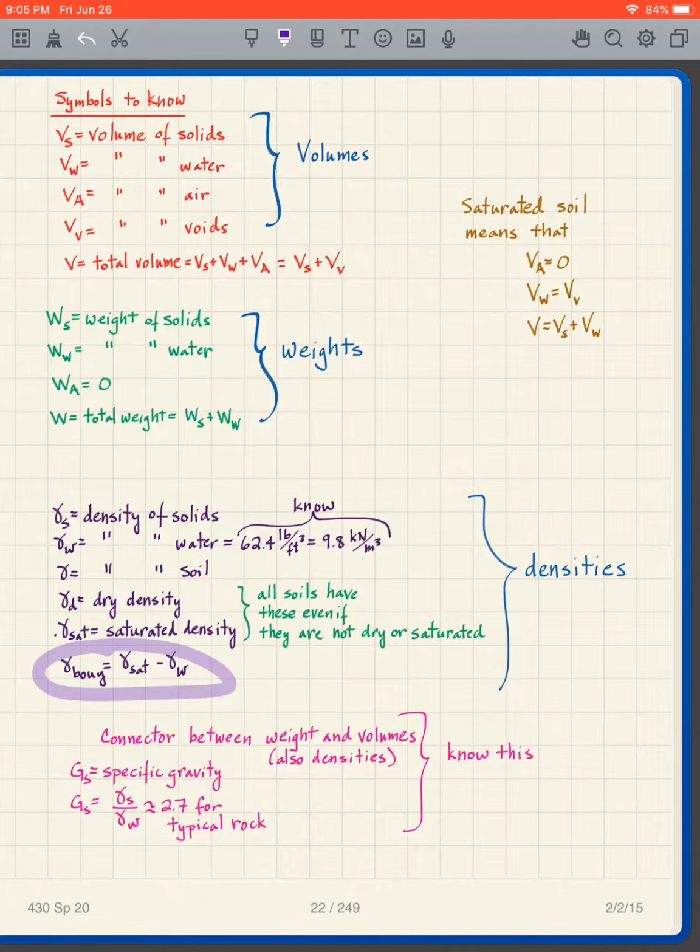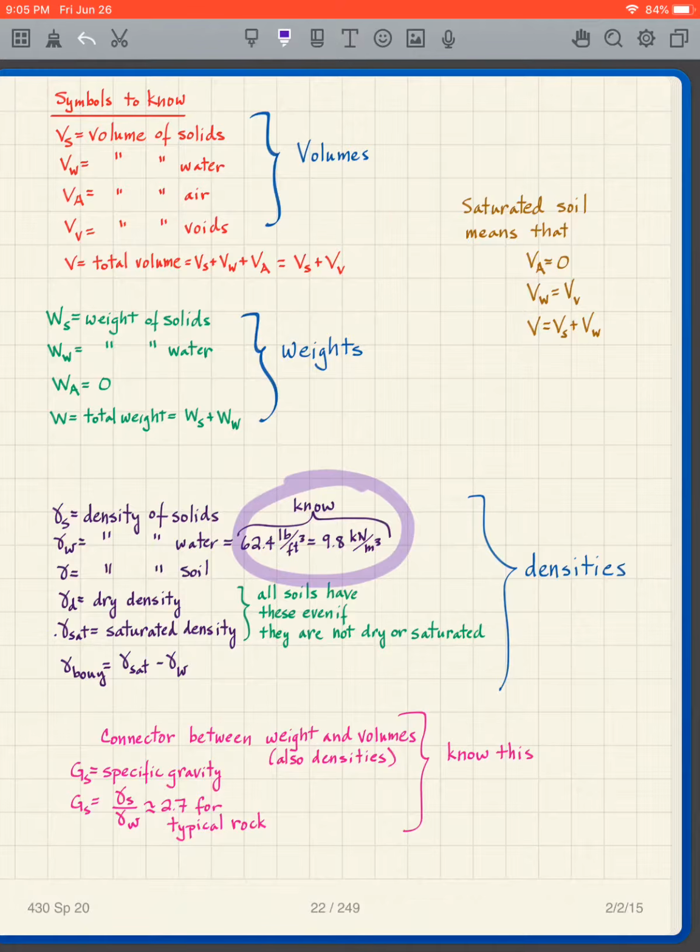Now, what is gamma W? Gamma W, of course, is the density of water. Well, density of water, we know what that is. It's 62.4 pounds per cubic foot, or 9.8 kilonewtons per cubic meter. You need to know those numbers. I'm not going to give those to you. So you need to know these, and you're a civil engineer.